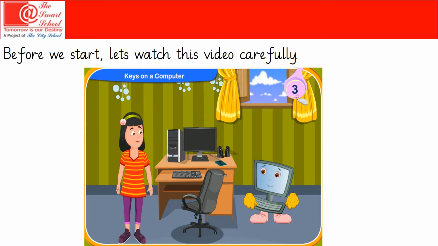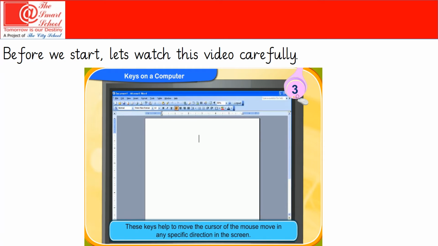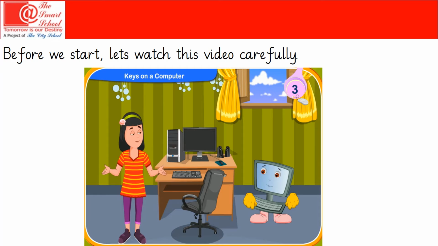Thank you, Kiko. Now, which are the cursor control keys? Let me remind you. These 4 arrow keys on the right side of the keyboard are called cursor control keys. The 4 keys are called right, left, up and down arrow keys. These keys help to move the cursor in any specific direction on the screen. Thanks, Kiko. I have almost forgotten about them.